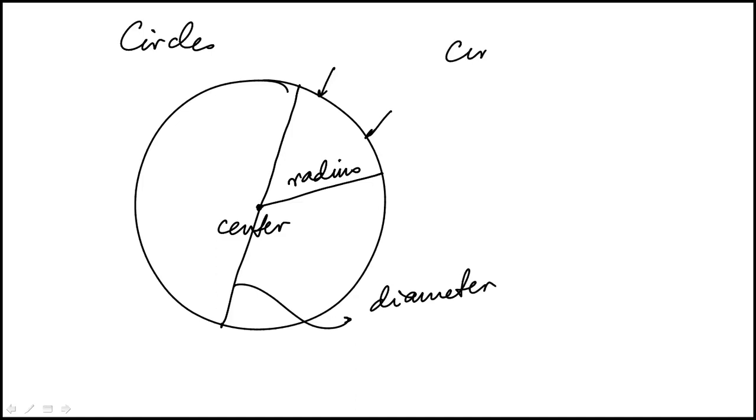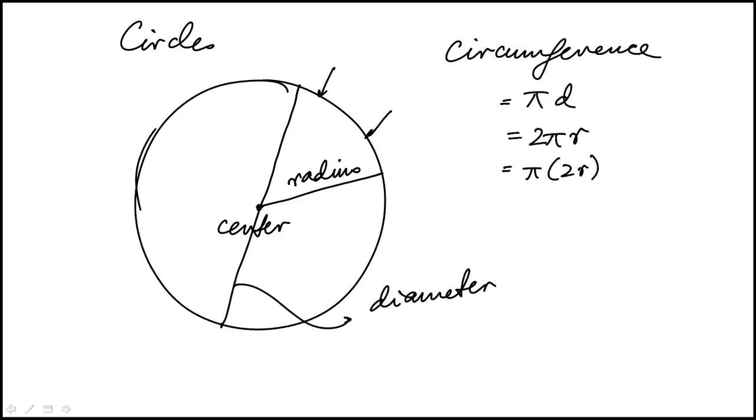And the key relationship is regarding circumference. So circumference really just refers to the outside perimeter of this circle, and it's given by pi times diameter, or 2 pi r. So essentially, diameter is twice the radius, but generally we write it as 2 pi r. So that's one of the key relationships.